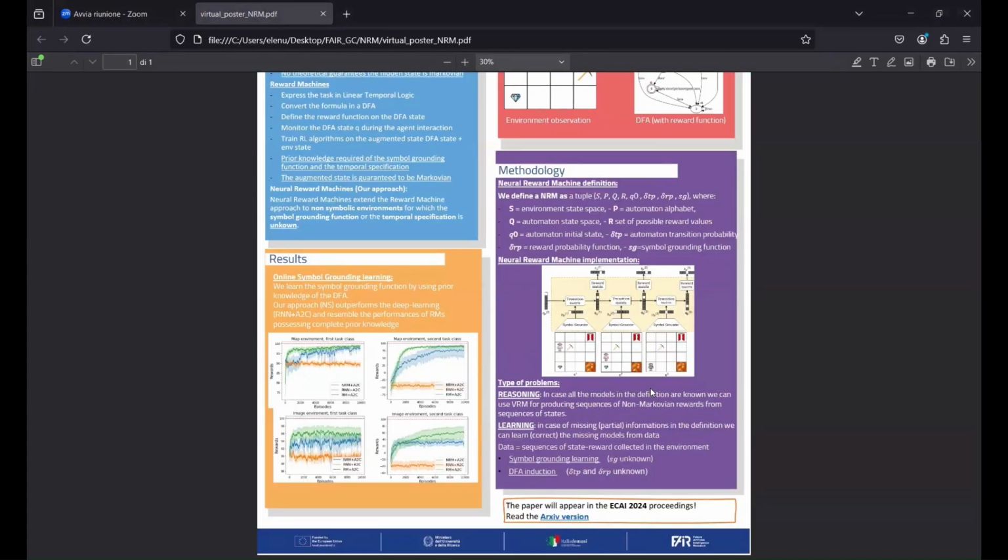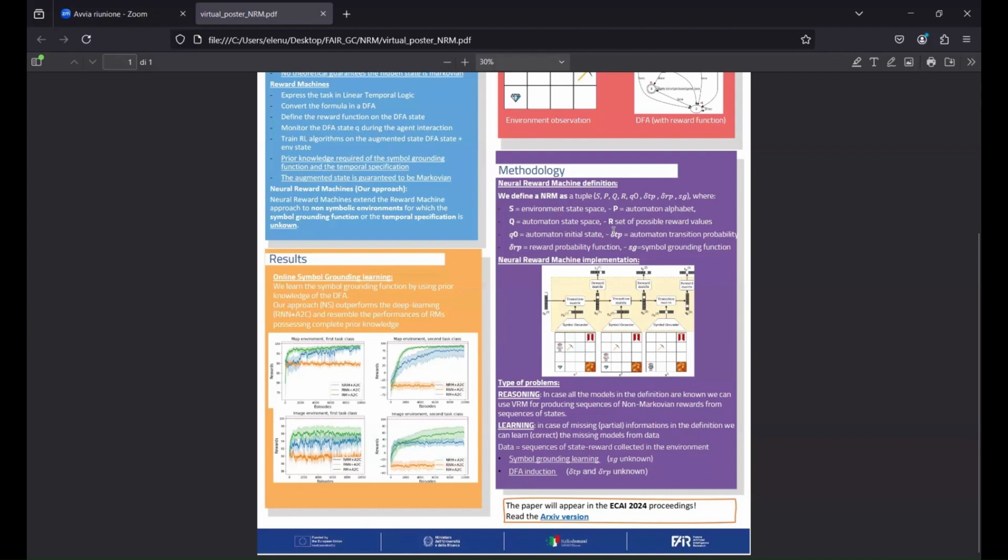In the violet box, we have the methodology. We define neural reward machines basically as a probabilistic relaxation of reward machines. So we have an environment state space S, the automaton alphabet P, the automaton state space Q, the set of possible reward values R, the automaton initial state, and then we have the automaton transition function, the reward function, and the symbol grounding function. The difference with reward machines is that these last three functions are all probabilistic.